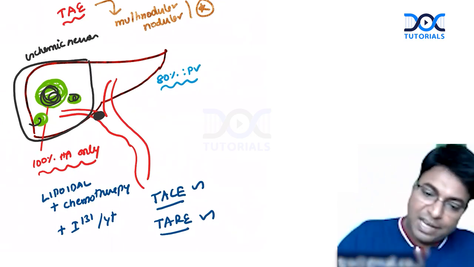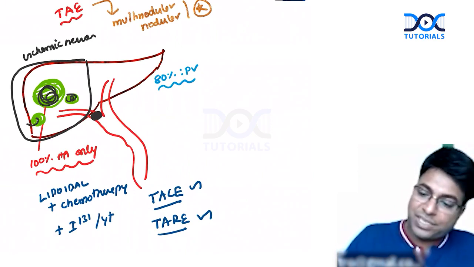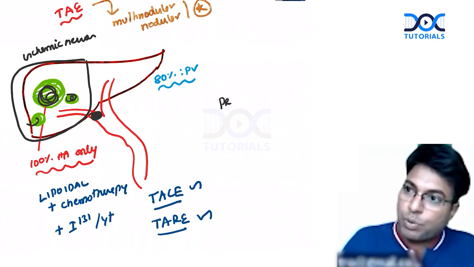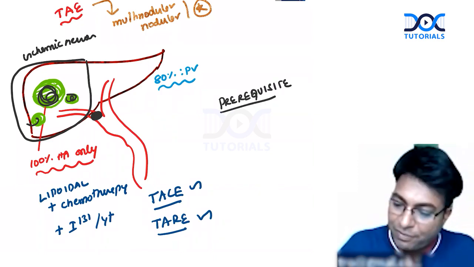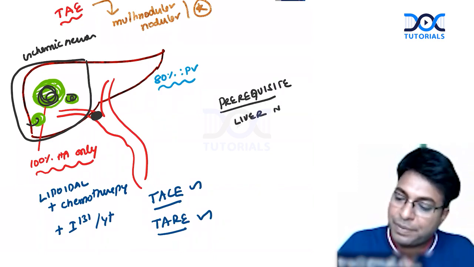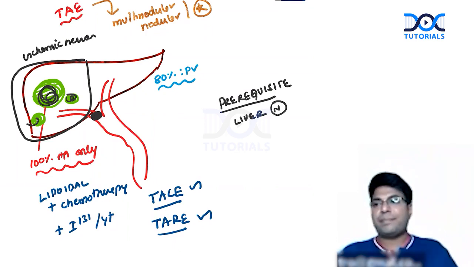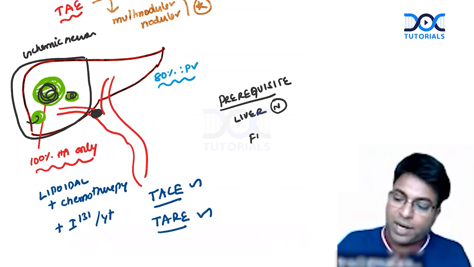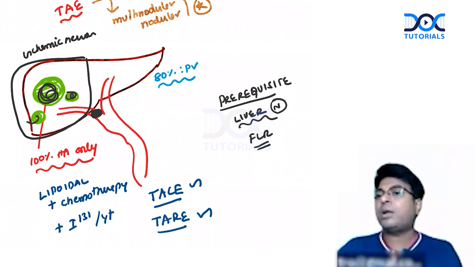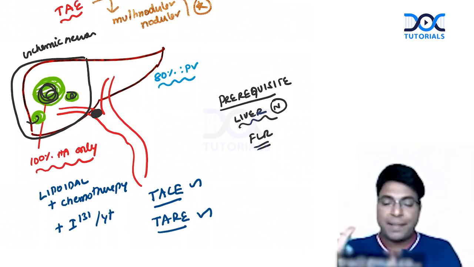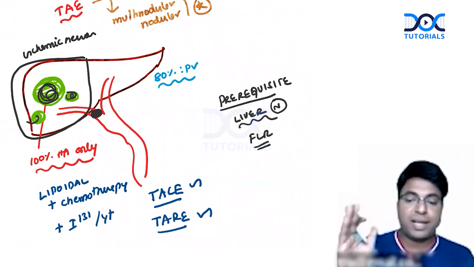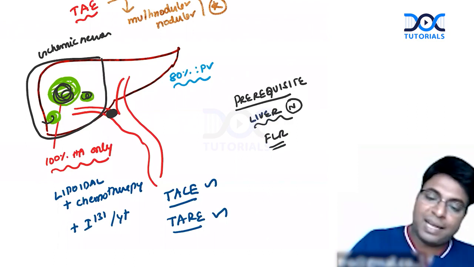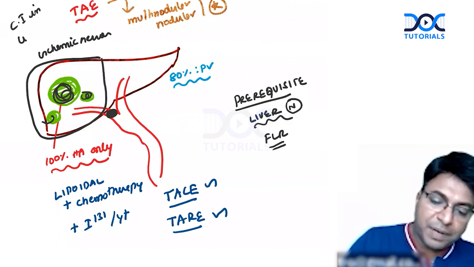Yes, nobody is answering. Transarterial chemoembolization, the important prerequisite is that liver should be normal. There should be no liver failure. Yes, future liver remnant is another important point, but if there is a liver failure, we cannot do this. Liver should be normal, then only I can do this transarterial embolization. If liver is already having a failure, this will cause definite death of the patient. So it is contraindicated in liver failure patients.